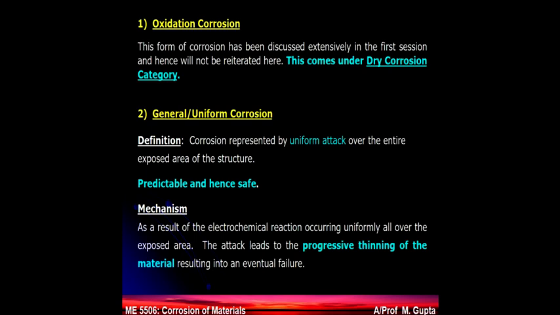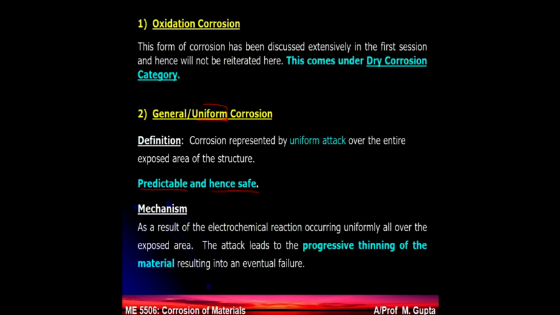Now in this, if you look at the name, you can define it: the corrosion which takes place uniformly over the material surface is a uniform corrosion. That's how you can define it if I ask you to define it. Since you can see this type of corrosion, it is quite predictable. You know exactly at what rate your material is being lost to the environment, and then you can take the preventive action at the right time.